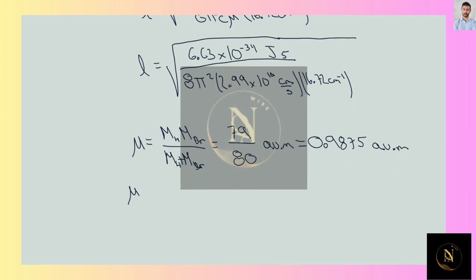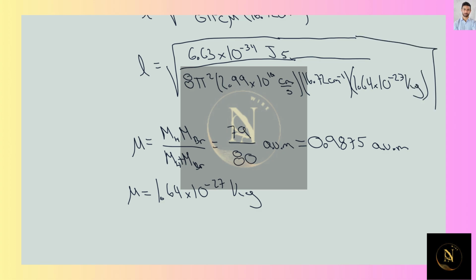And this corresponds to 1.64 times 10 to the minus 27 kilograms. So we can replace that value here, 1.64 times 10 to the minus 27 kilograms. And with this, our final answer for the bond length is 1.01012 times 10 to the minus 10 meters. And this is the same as 1.012 angstroms. And that would be all.